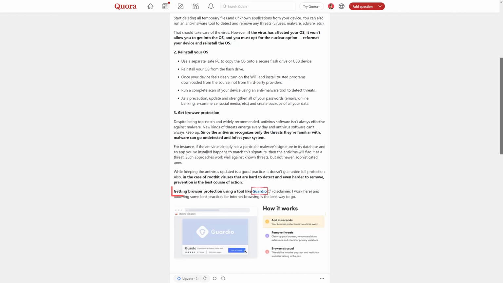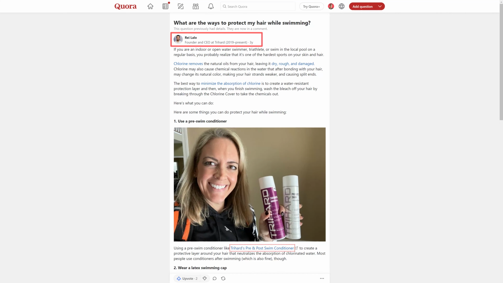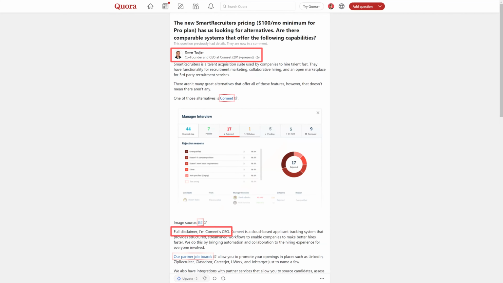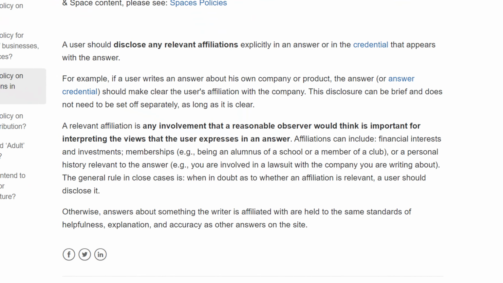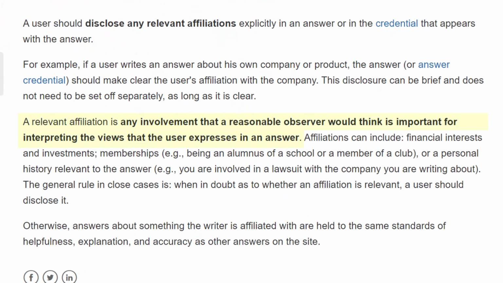For example, if a user writes an answer about his own company or product, then the answer or the topic-specific credential should clarify the user's affiliation with the company. This disclosure can be brief, and it doesn't need to be separated as long as it's clear. And to leave no room for doubt here, relevant affiliation is any involvement that a reasonable observer would think is significant for interpreting the user's views in an answer.